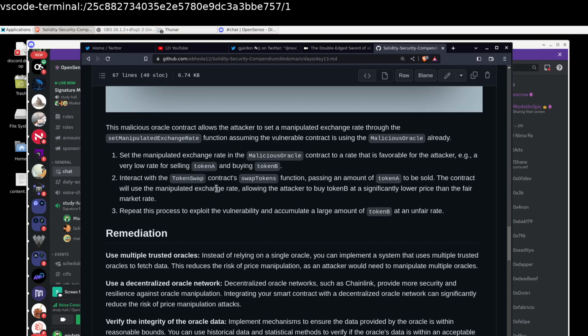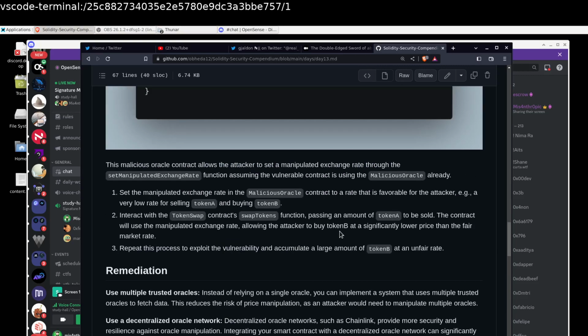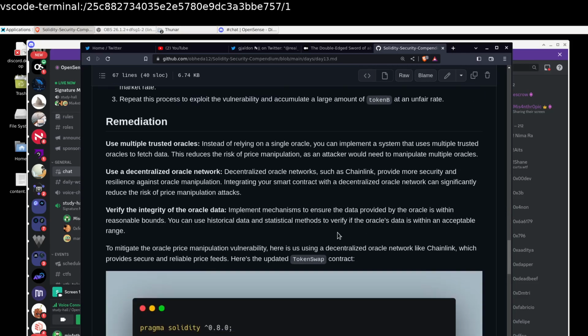Interacting with the contracts and the swap tokens function, passing the amount of token A to be sold, the contract will use the manipulated exchange rate, allowing the attacker to buy token B at a significantly lower price than the fair market rate. Repeat this process to exploit the vulnerability and accumulate large amounts of token B at unfair rates. So the idea here is you manipulate the pools, the price, and you can buy a lot of tokens or sell a lot of tokens.